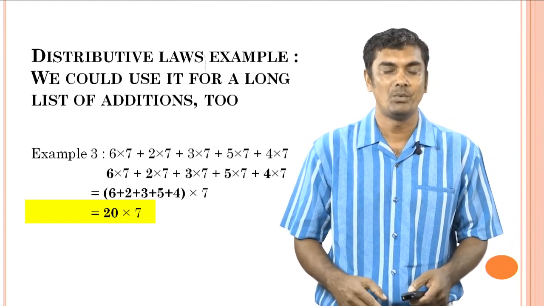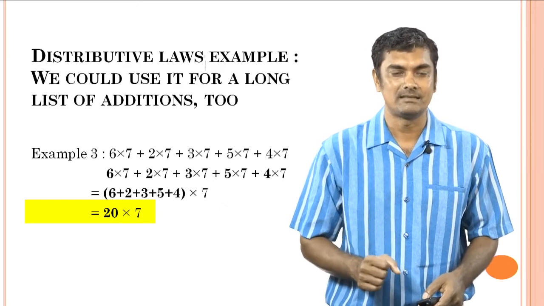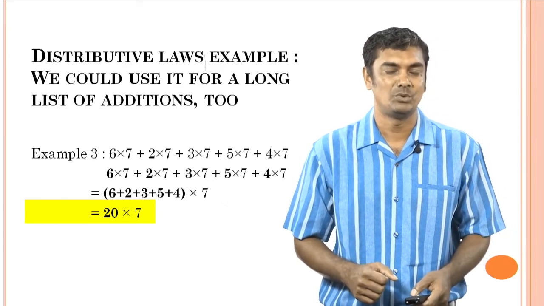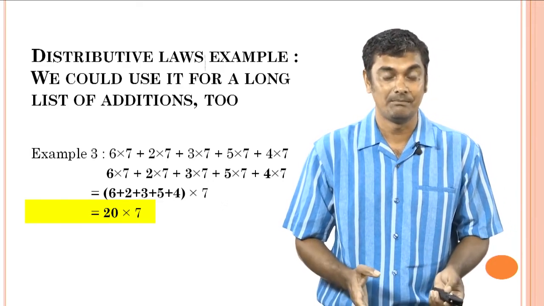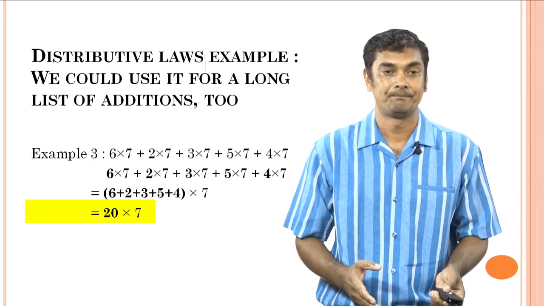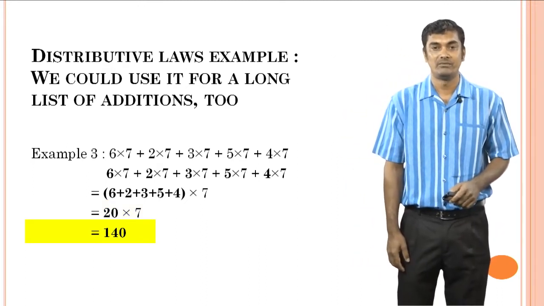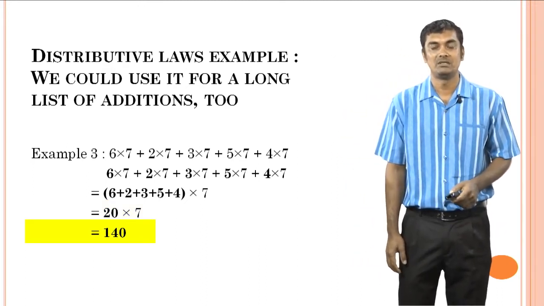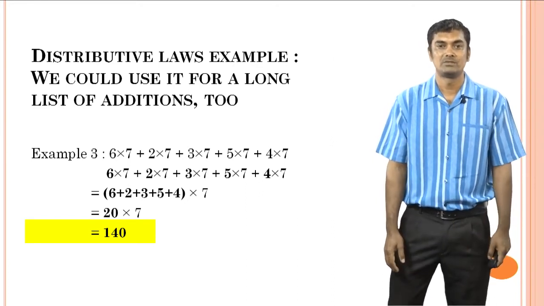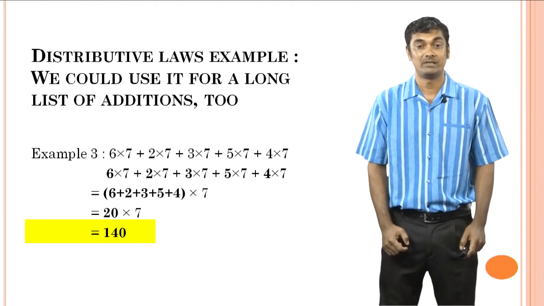Now, nothing is wrong with multiplying them in segments and then summing them. However, in mathematics, we are trying to be very simple, very unique, and it should follow a paradigm. So 20 by 7 will give us 140. It's the same solution if you multiply 6 times 7 plus 2 times 7 plus 3 times 7 plus 5 times 7 plus 4 times 7.